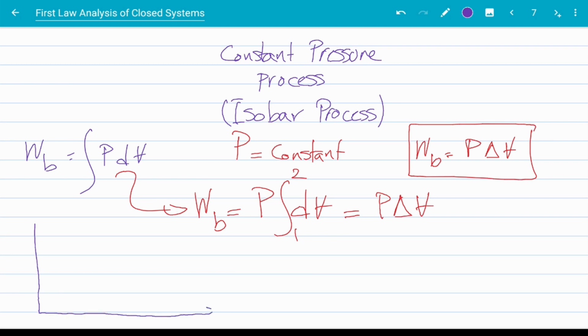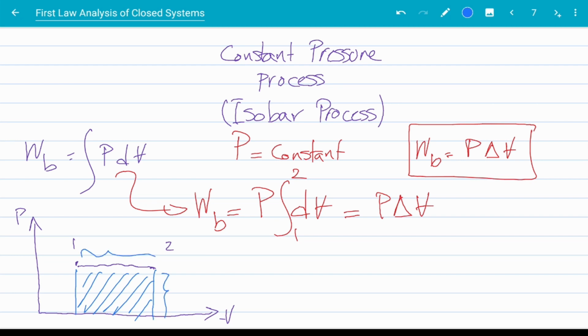Let's draw the PV diagram to get a visual perspective. We are going from state 1 to state 2 in a constant pressure process. Now, by definition, the boundary work is the area under the curve. Now, this is a rectangle, and you know that the area of a rectangle is this side times this side. Now, the vertical side is the pressure. The horizontal side is delta volume. So the boundary work is P delta volume.